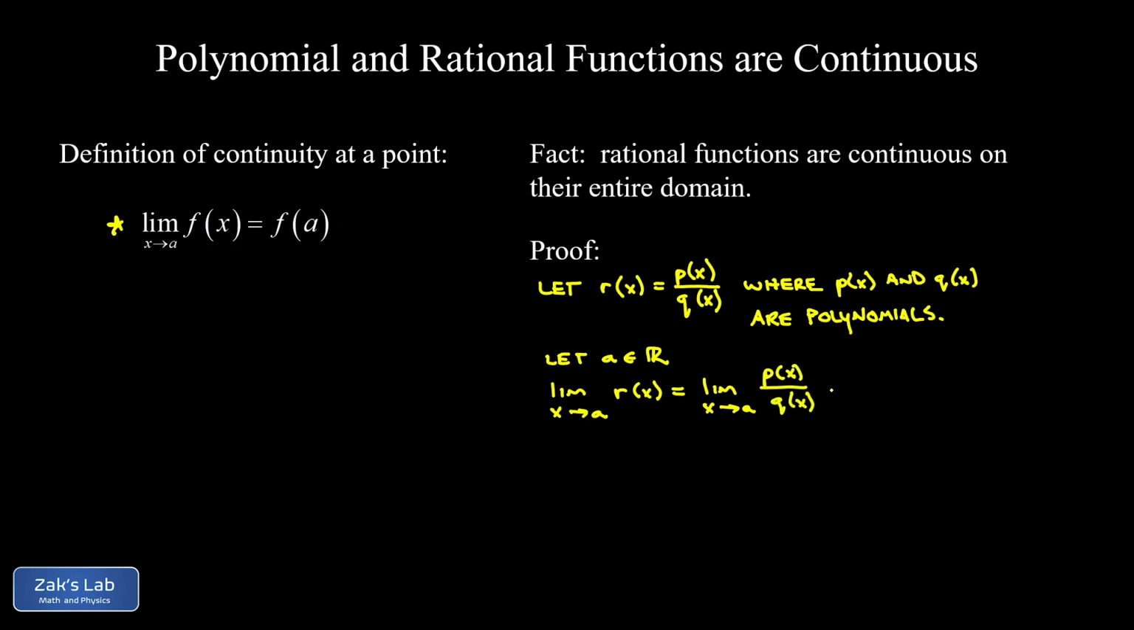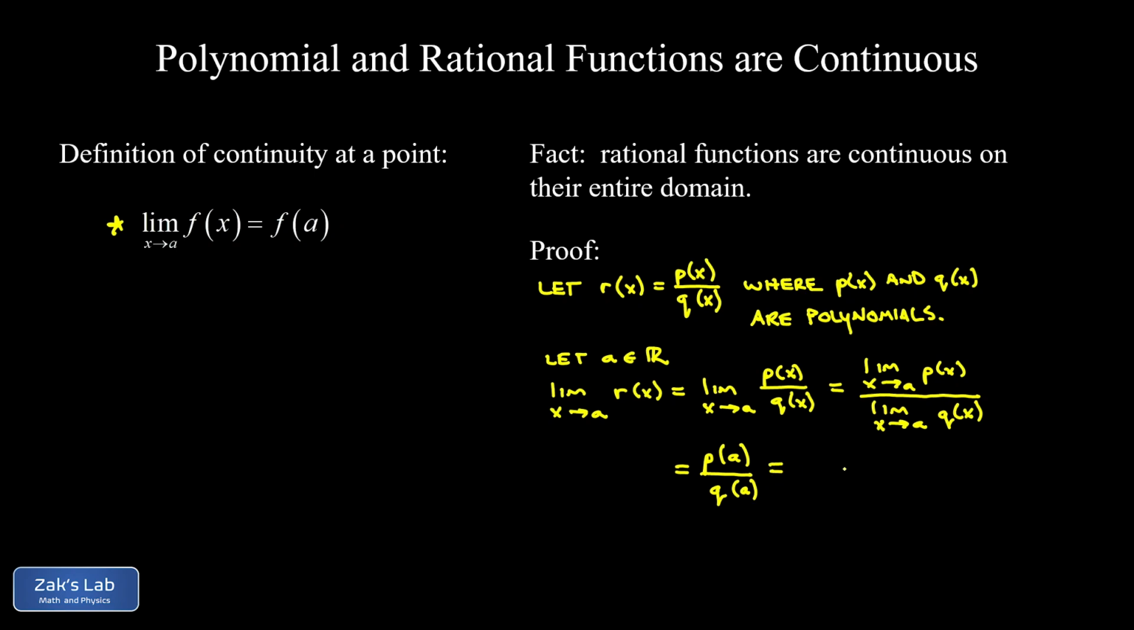But then we use our limit law. The limit of a quotient is the quotient of the limits. So this can be shown as the limit as x goes to a of P of x divided by the limit as x goes to a of Q of x. But remember, we just showed that polynomial functions are continuous, which means the limit as x goes to a of P of x must be equal to P of a, and similar for Q of x. And then we have to make a side note here that Q of a is not allowed to be 0. So we'll put that in at the end.